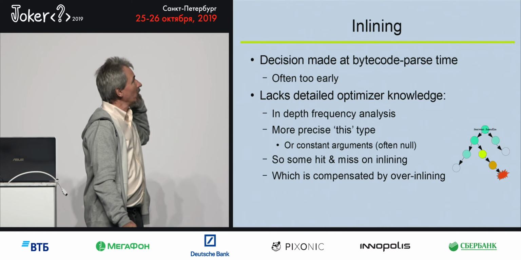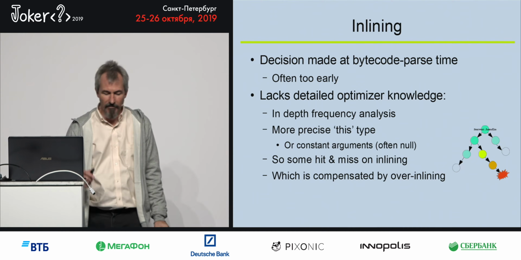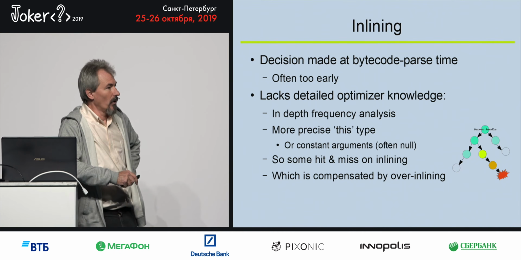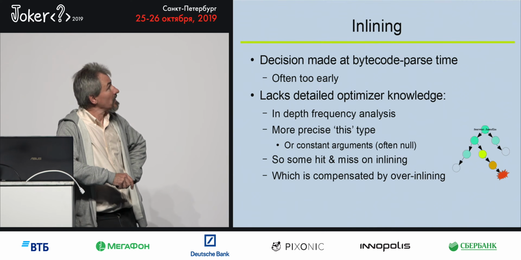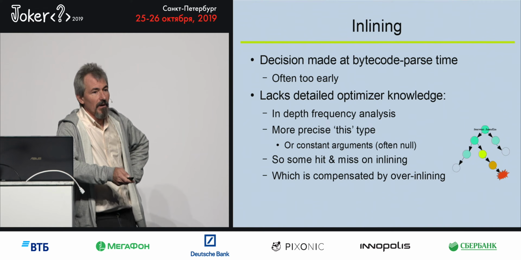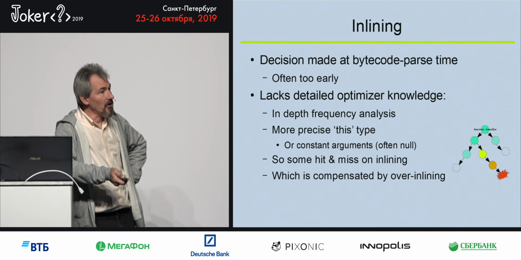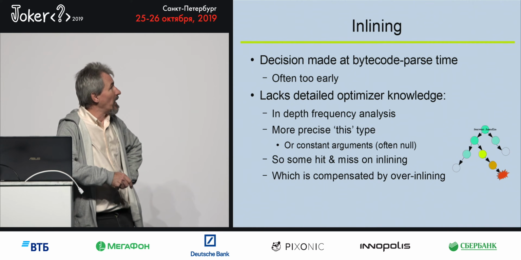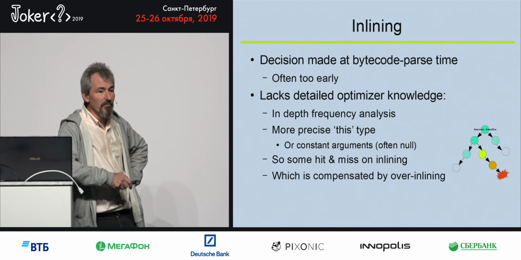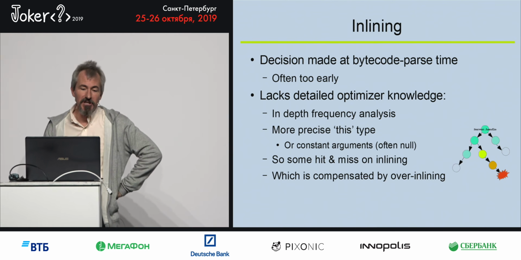So the decision is made at bytecode parse time. Or at least it was 20 years ago, and I tried hard to change it on and off throughout the years, and I don't know where it is now, but I suspect it hasn't moved very far from there. So it's usually too early. You have limited, detailed optimizer knowledge. You've got the peepholes, but you didn't get GCP, for instance. And you don't have in-depth frequency analysis yet. The counters come out, and they go right into the IR as performance metrics, but they're not available everywhere during the bytecode parse. So you don't necessarily get the precision you want.